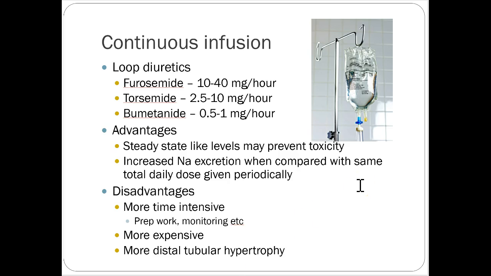Disadvantages: it's time intensive. You have to prep a drip. You have to monitor while you're infusing. A nurse has to set it all up and use an IV pump and all that stuff. It's more expensive. It's more drug. You can also get distal tubular hypertrophy faster with continuous infusions than you would with intermittent dosing.